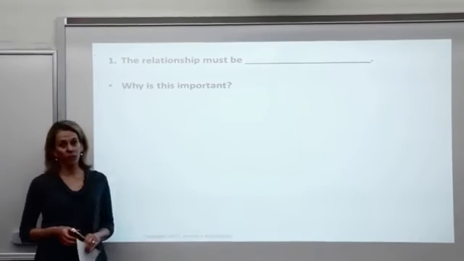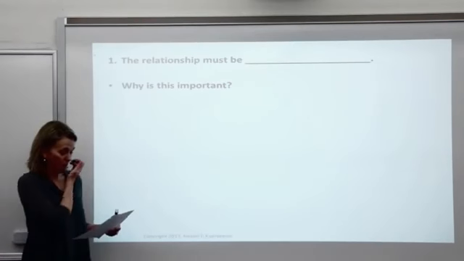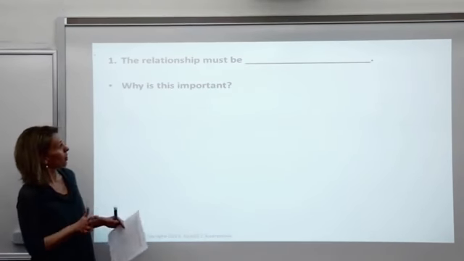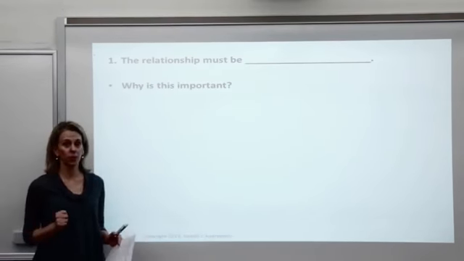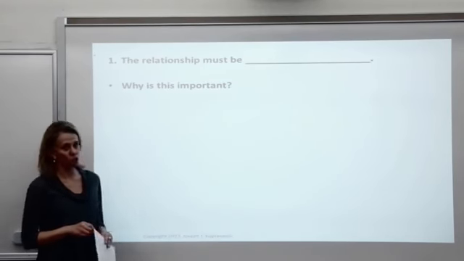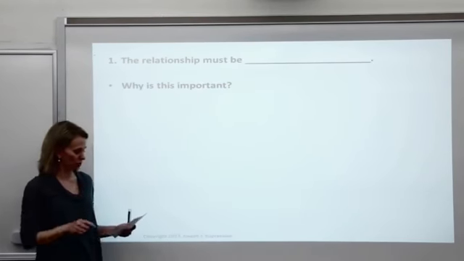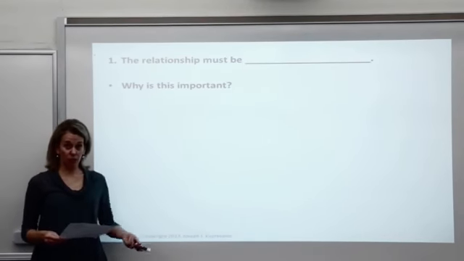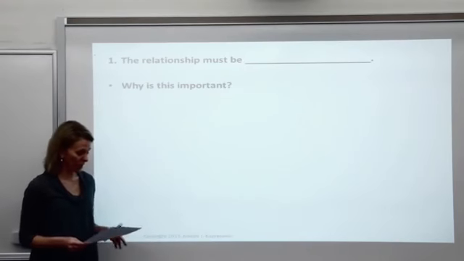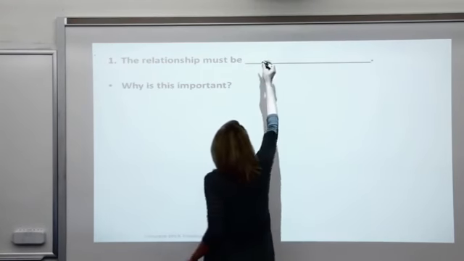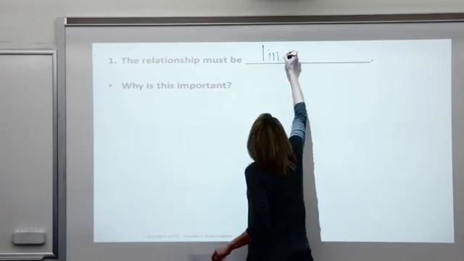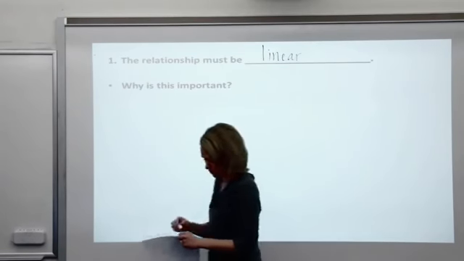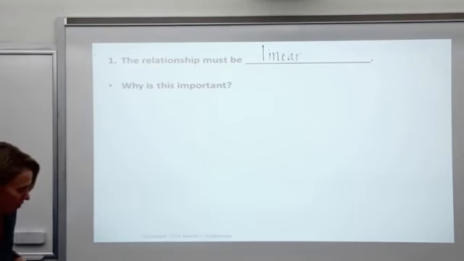Number 1, the relationship must be linear. Why is this important? There are other models. You might look at your scatter plot and the relationship might not look linear. You might see more of a U-shape, like a quadratic relationship or an exponential relationship with a curve. But since we are building a linear model, fitting a linear equation to our data, it's important that the relationship look linear. So number 1, our relationship must be linear.